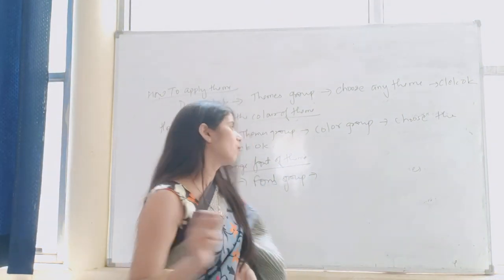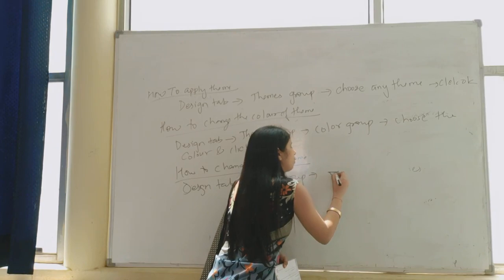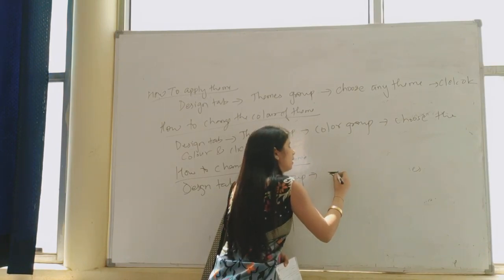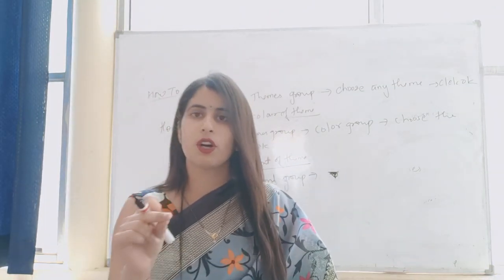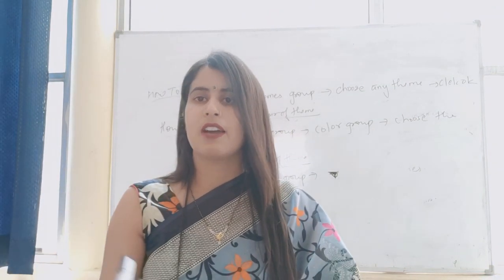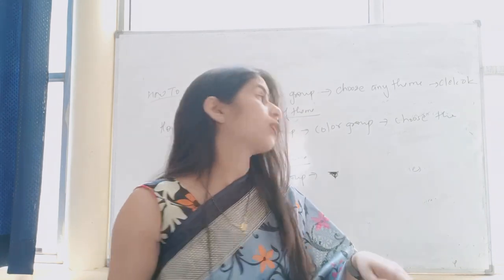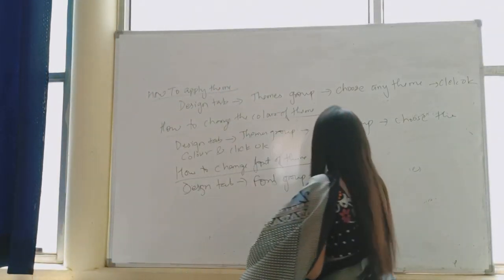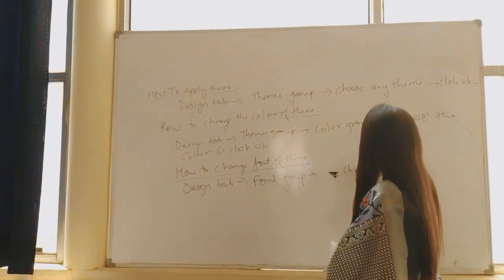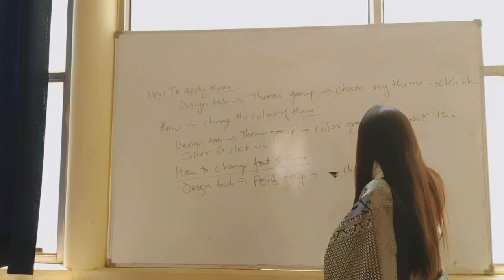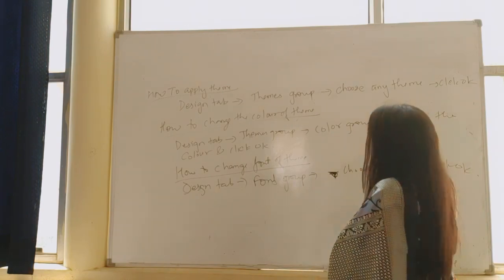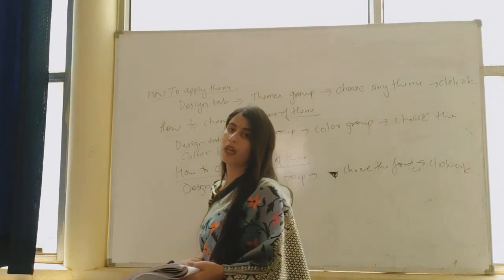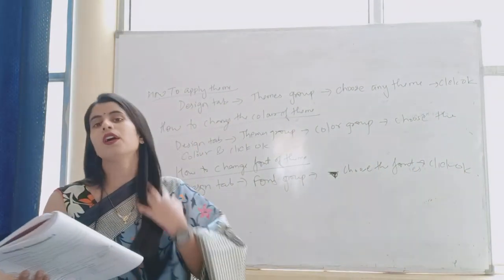What is a drop down list? This kind of arrow you will find. If it is drop down, that means it is pointing downside. You will click on it, then you will see all the available fonts. So choose the font and click OK. So it was about how to change the font of the theme.